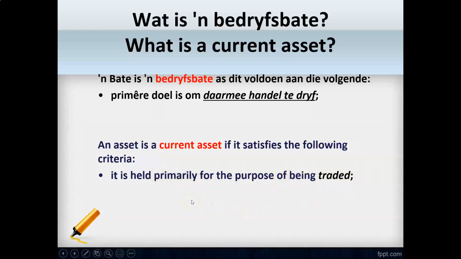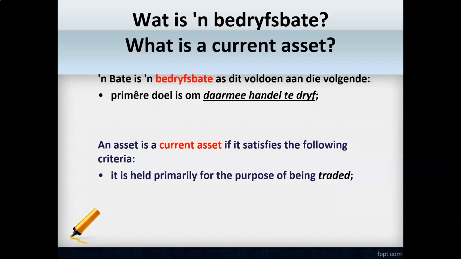Now, if you think again, inventory, what is the purpose of inventory? The purpose of inventory is to trade the inventory so that I can make money, so that I can buy more, so that I can make more money, and I can make profits. So the purpose is for trading purposes.